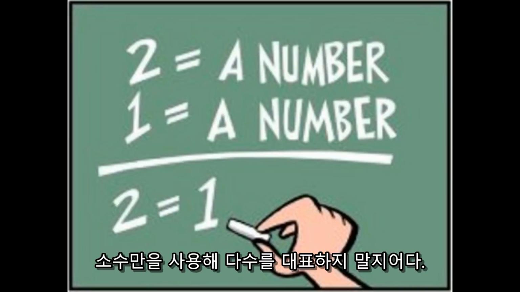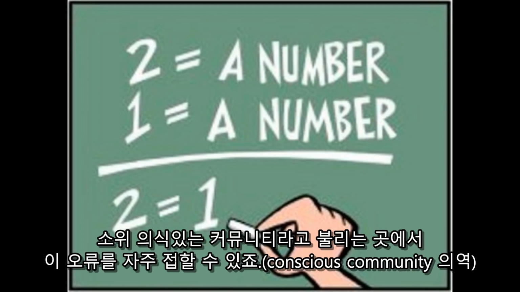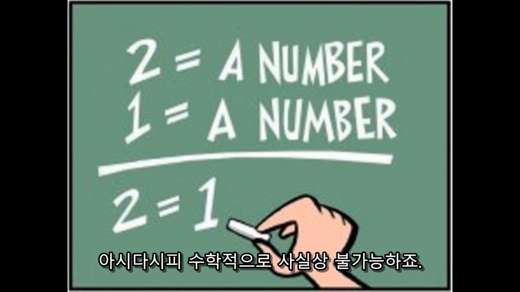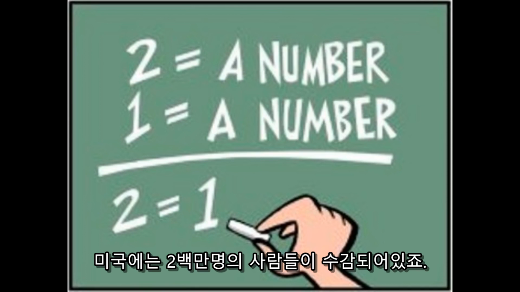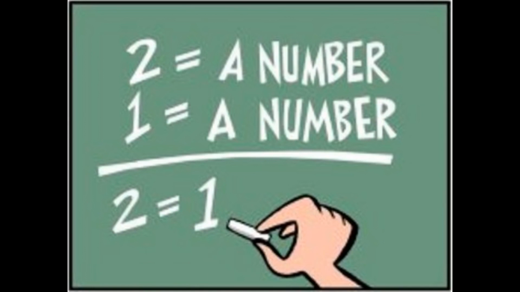Number 3, thou shalt not use small numbers to represent the all. That's what they call a hasty generalization. We get a lot of this in the so-called conscious community, where they say 1 in 4 black men is in jail, which is actually mathematically impossible. There's only 2 million people in jail in the United States, and there's 44 million black folks. So do the math.